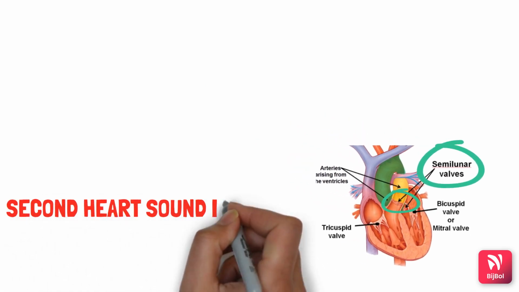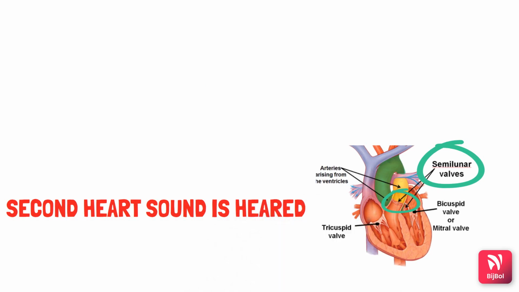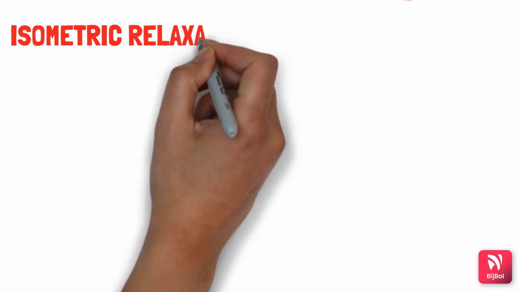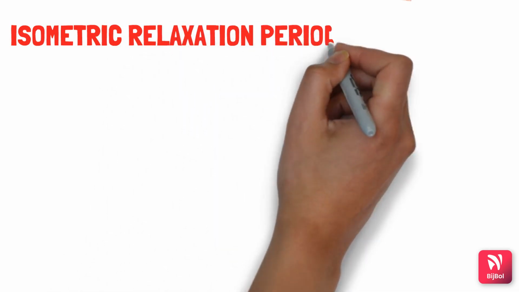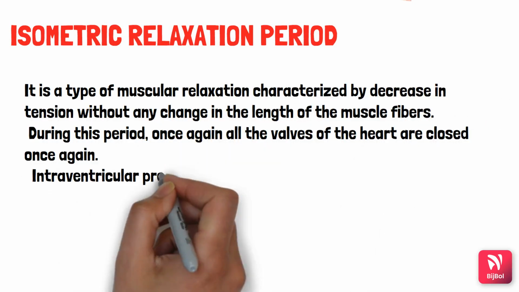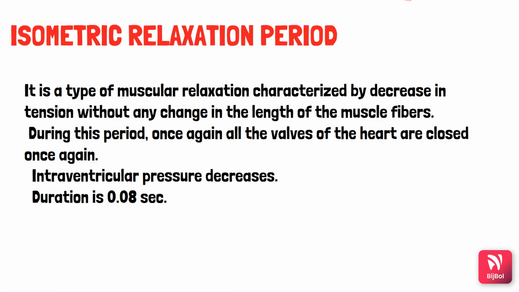Now next phase is isometric relaxation period. It is a type of muscular relaxation characterized by decrease in tension without any change in the length of muscle fibers. During this period, all the valves of the heart are closed again and intraventricular pressure decreases. Duration of this phase is 0.08 seconds.